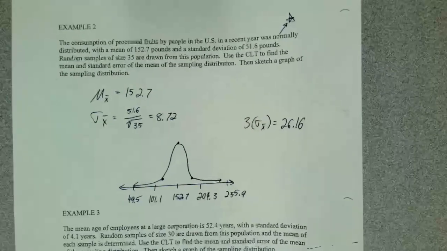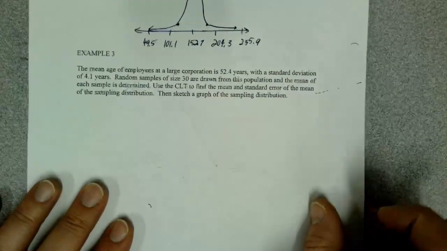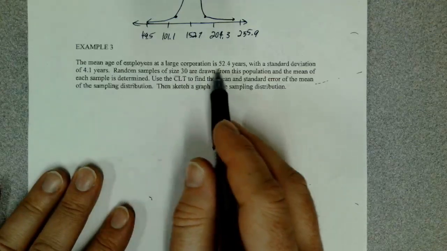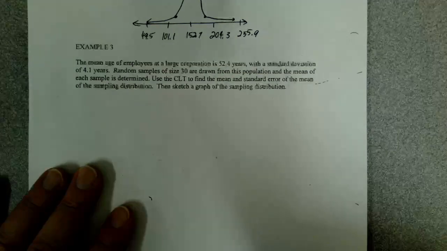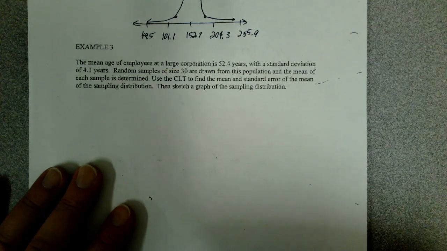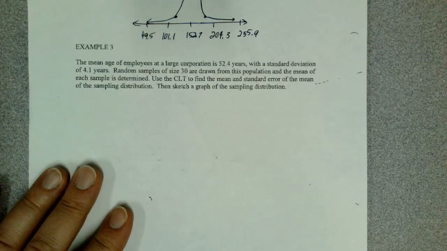All right, one left. Try to line it up so you can see it this time. All right. Mean age of employees of a large corporation is 52.4 years, standard deviation of 4.1. Random samples of size 30 are drawn from the population, and the mean of each sample is determined. Notice it does not say anywhere that it is normally distributed. That means I have to be careful.